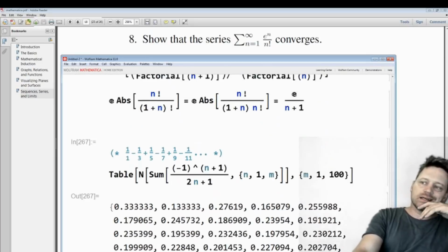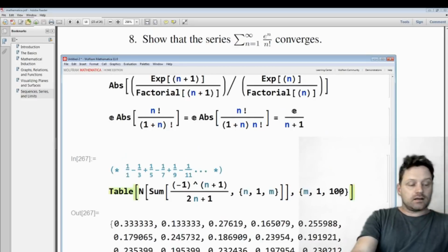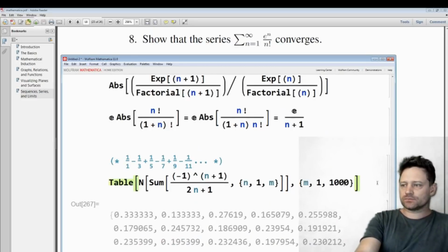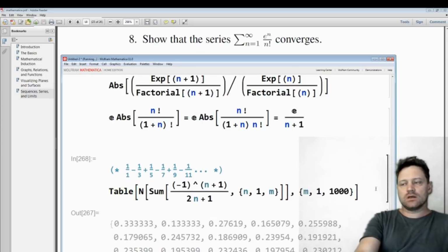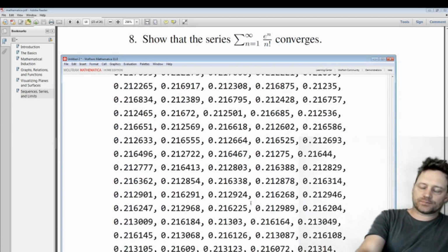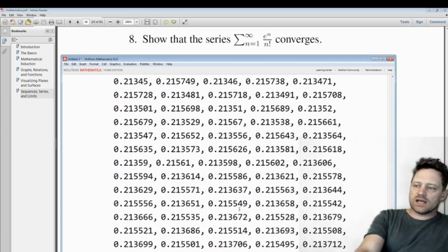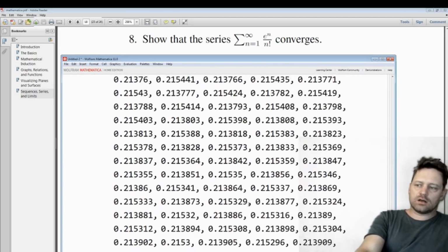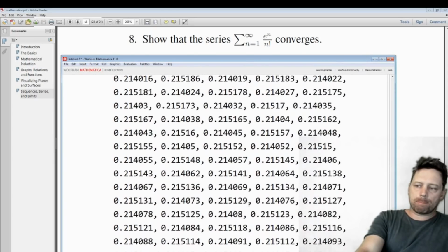So let's increase this to 1,000 and have another look. Now it takes a little bit longer to run. Let's scroll down. It looks like 0.21.